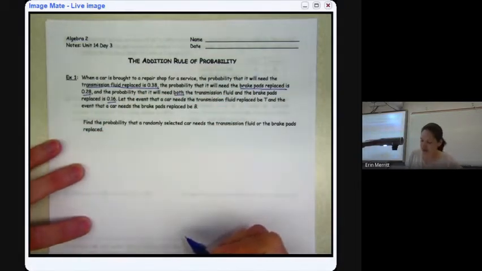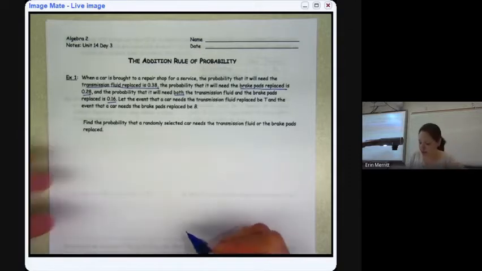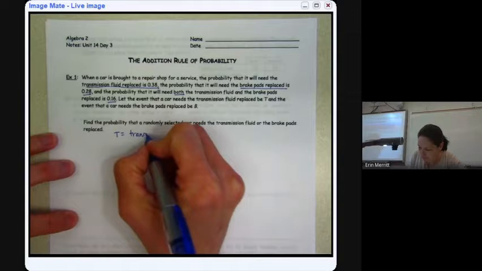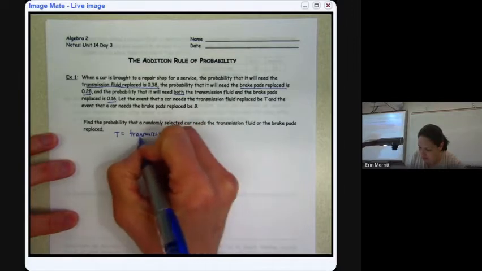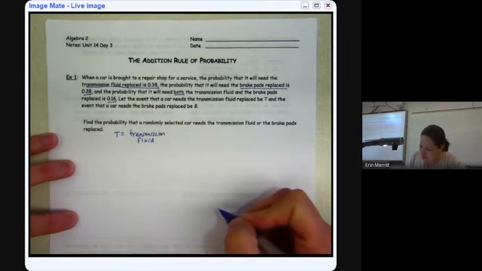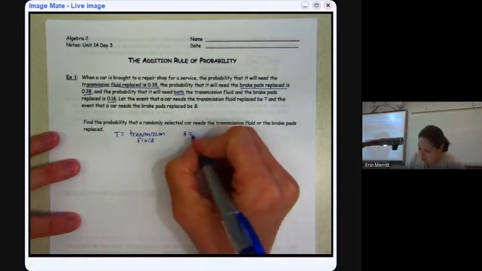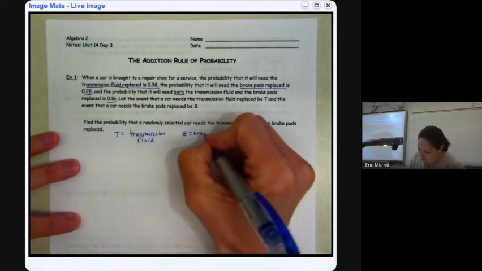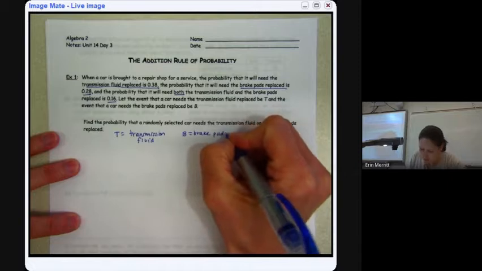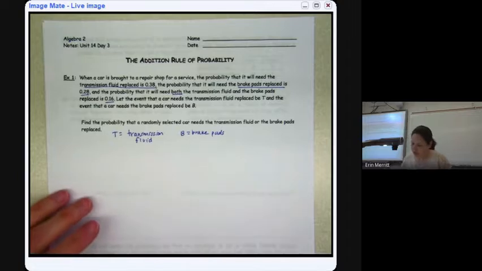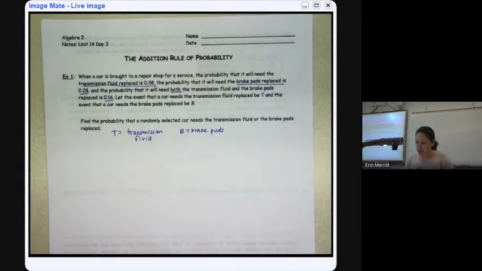Let the event that the car needs transmission fluid be T. So T is that they need transmission fluid. And the event that the car needs brake pads be B. Fabulous. So when it says, find the probability that a randomly selected car needs the transmission fluid or the brake pads replaced.